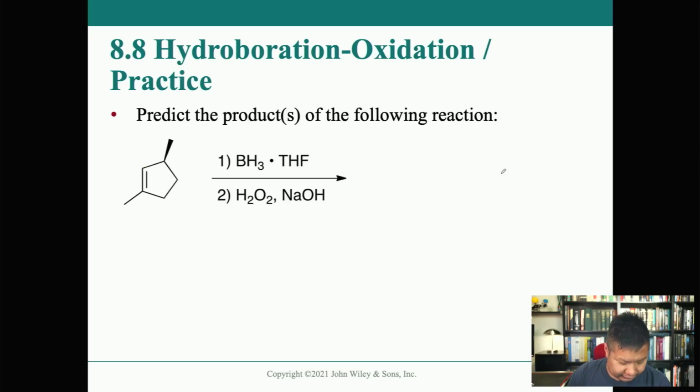So let's predict the product of this one real quick. Remember that it's all syn addition. I give myself a lot of room here for some reason, but that's okay. It's always the hardest part for me, drawing the cyclopentane. So I draw the cyclopentane first, like that.